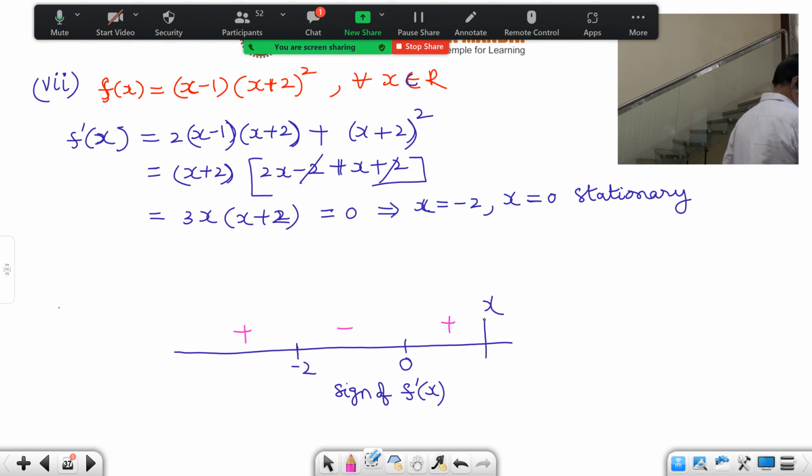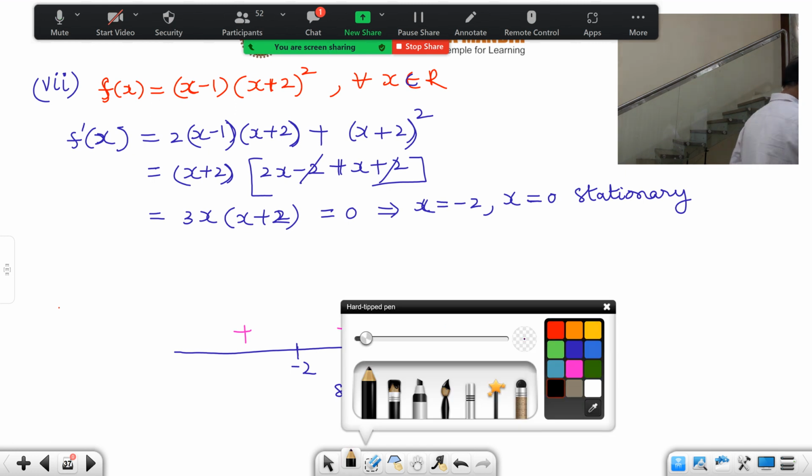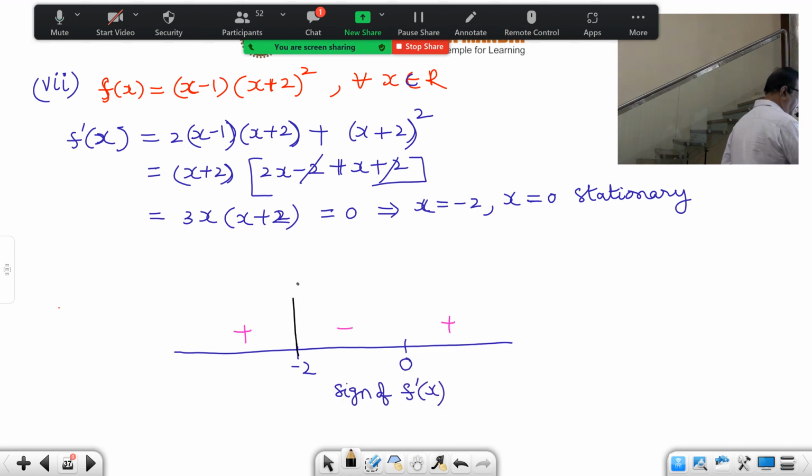We are using the first derivative test only. Okay, let us see. So here minus 2 and this is 0. Before minus 2 f dash x is positive, after minus 2 f dash x is negative, means before the function is increasing, then afterwards decreasing up to 0, and then afterwards it is again increasing.